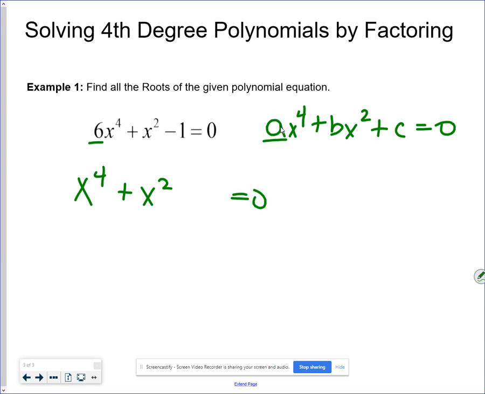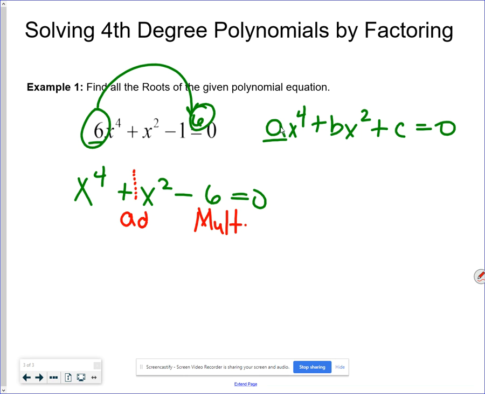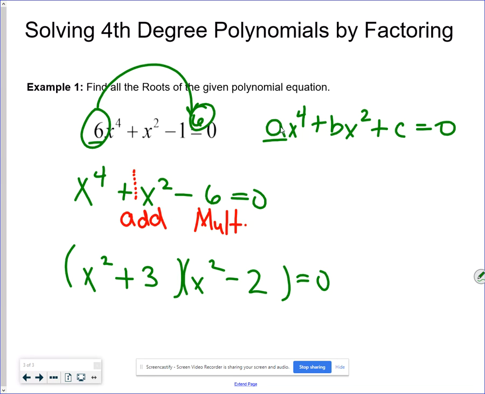So we want to take the 6, slip it to the back, multiply by the last number. 6 times -1 is -6. Now I'm going to ask myself, what two numbers multiply to be -6 and add to be the middle term, which is 1? This one's a lot easier to figure out in our head than the last one. Multiply to be -6, add to be 1. So +3 and -2.